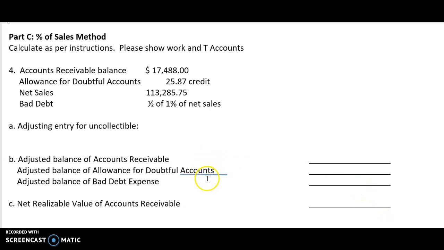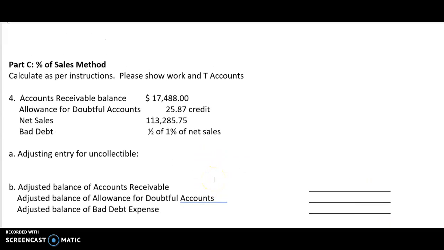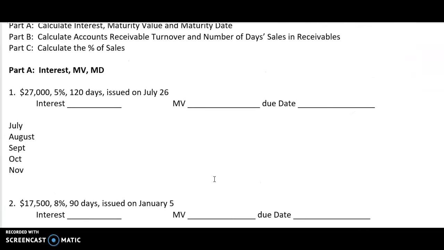I wanted to go over a little bit of this review on video in case you need help. I'll start with the first part, which is the easy part. To calculate this, you're going to find the interest.